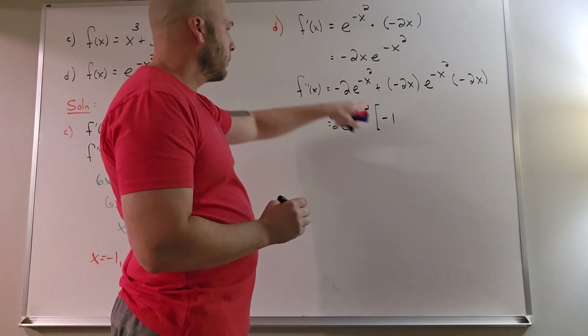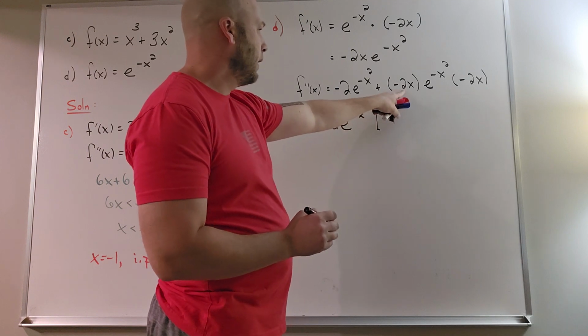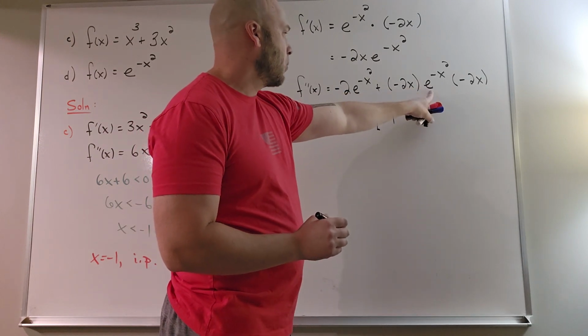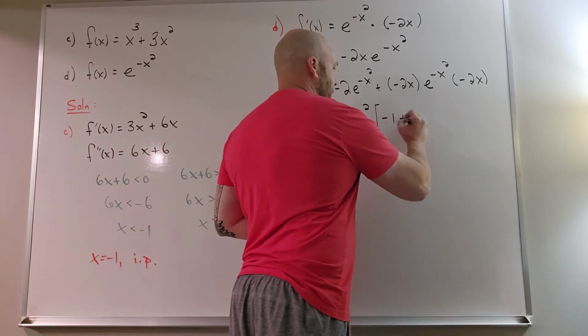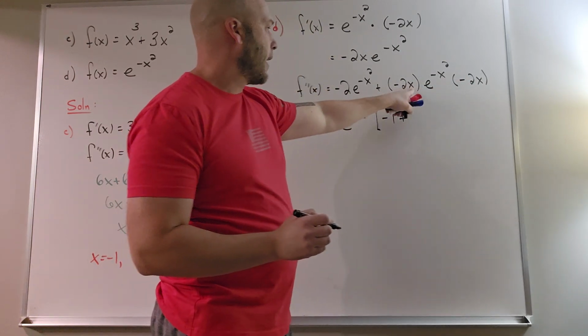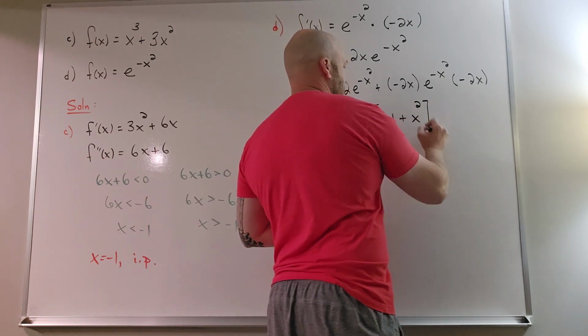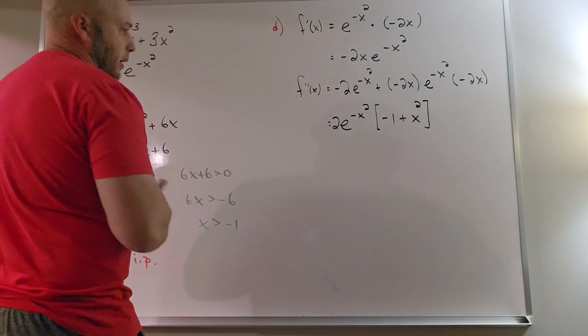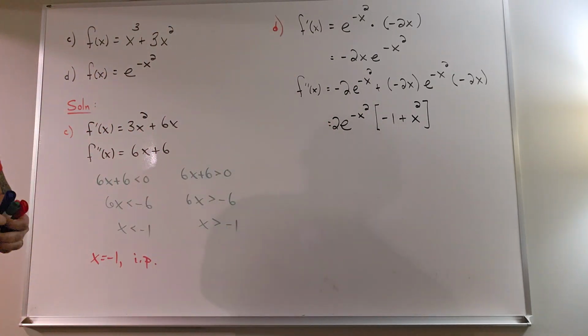From the second term here, well, I did factor out a 2. I factored out e to the negative x squared. I've got a minus, which makes that a plus. And then I've also got x and an x, which makes that an x squared. Okay. So this is what I would get factoring the second derivative.